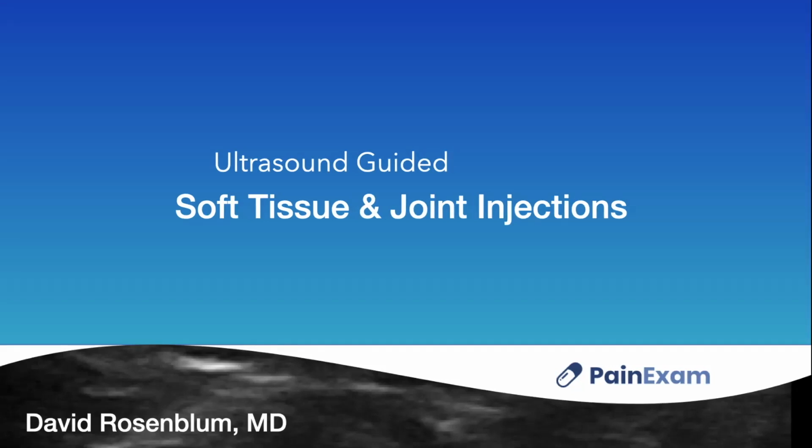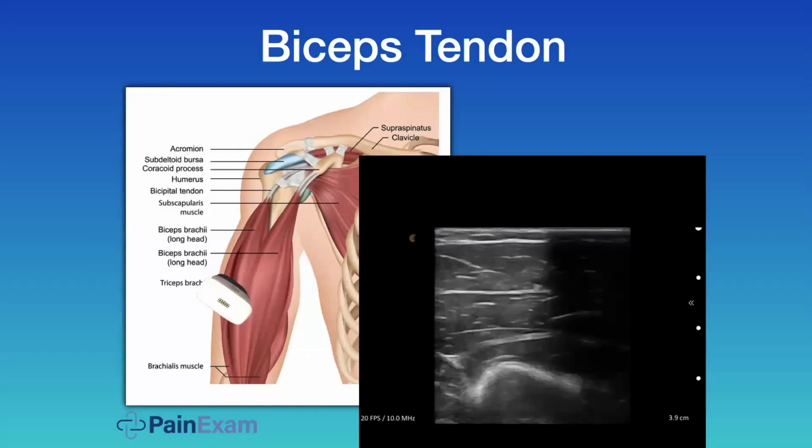Soft tissue and joint injections. Okay, so you can do a lot with the ultrasound, especially with soft tissue and joints. This is a biceps tendon view. What we're doing here is we're following the biceps up.